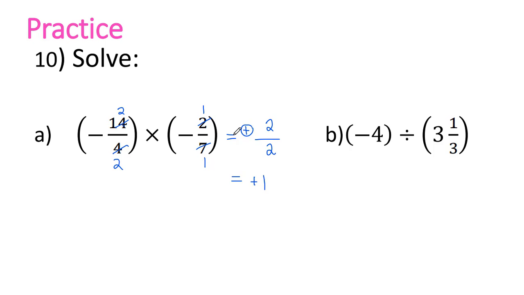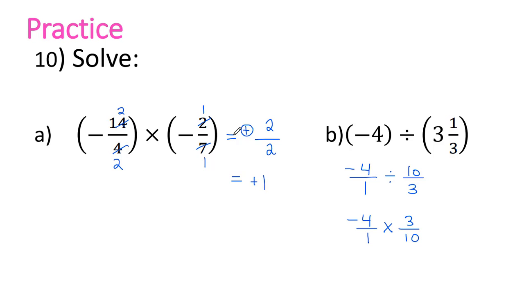For B, we have division. So we're going to take that negative 4, place it over 1. We're going to be dividing by an improper fraction. 3 times 3 is 9, plus 1 is 10 over 3. And now we're going to keep, change, and flip. We have a negative 4 over 1 multiplied by 3 over 10.